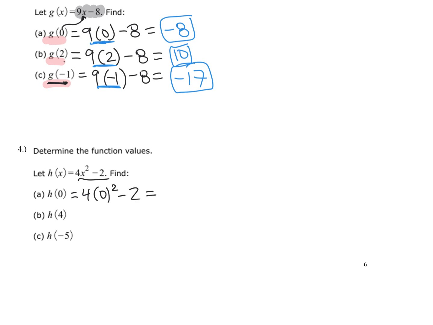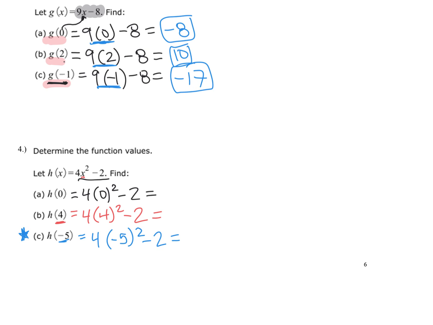And then for the next one, we're going to find h at 4. So same thing. I would have 4 times 4 squared minus 2. And then last, we have negative 5. And this one is kind of special because a lot of students get this wrong on the first try. And so you want to make sure to wrap it in a parentheses hug. That does matter, especially if you're going to use your calculator to evaluate the expression.